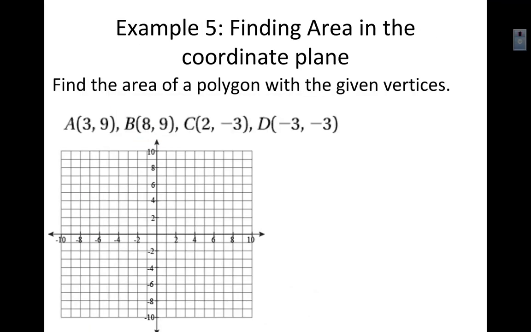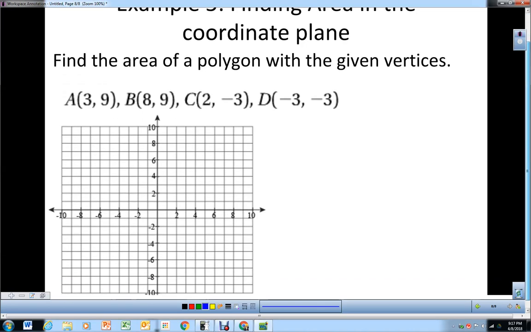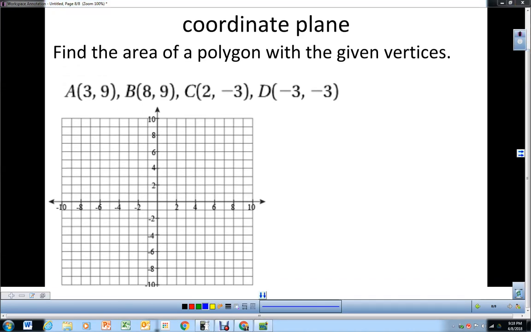All right, so let's take a look at our next example. Find the area of the polygon with the given vertices. So first of all, they give us four coordinates, they ask us to make these plots. So we start with the first one. A is 3, 9. So we come over here 3 on the X and go up 9 on the Y. That's our first point, A. B is located at 8 and 9.